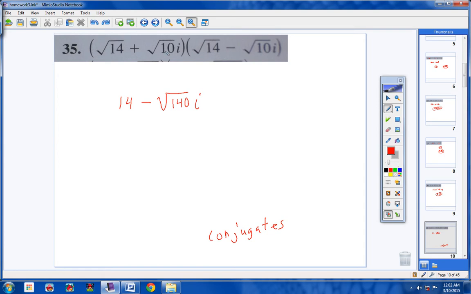Let's take our positive square root of 10i, multiply it through. So positive times the positive is positive. Square root of 10i and 14 would be the square root of 140i, okay? And then positive times the negative is negative. Square root of 10 times square root of 10 is 10. And then I times I is I squared. Now these cancel out, students. So you're really left with 14 minus 10I squared.